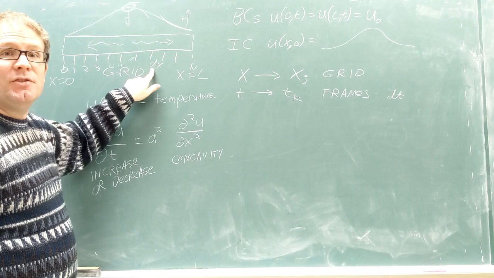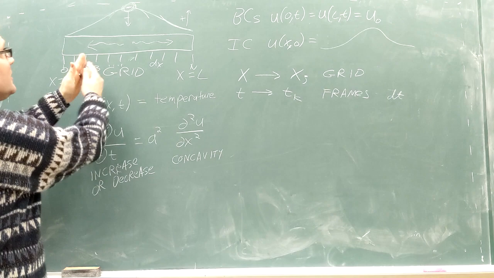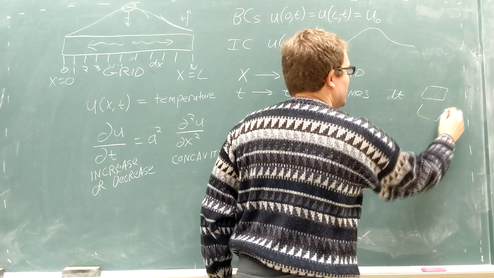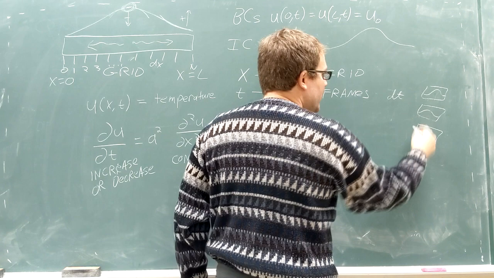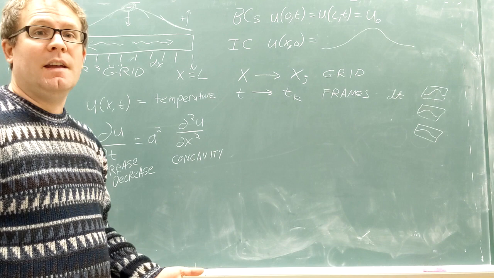So we're taking x and splicing it up into a grid. We're taking the time and splicing that up into animation frames. In each one of these frames, this heat distribution, this temperature distribution, is going to look a little bit different. It's going to be like frames in a video.